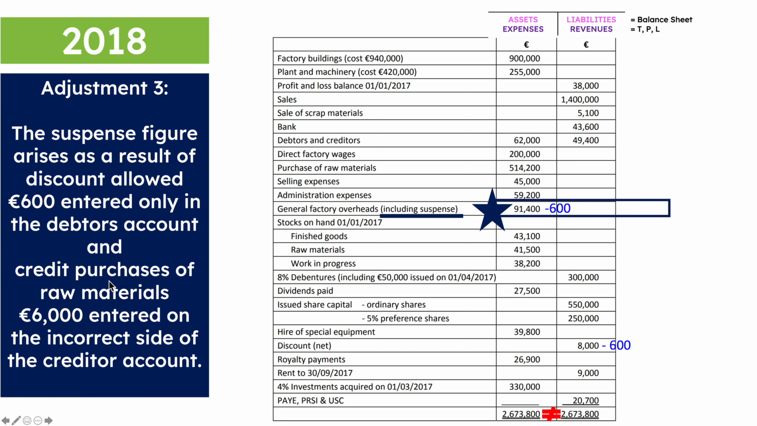Now next we have credit purchases of raw materials 6,000 entered on the incorrect side of the creditor account.